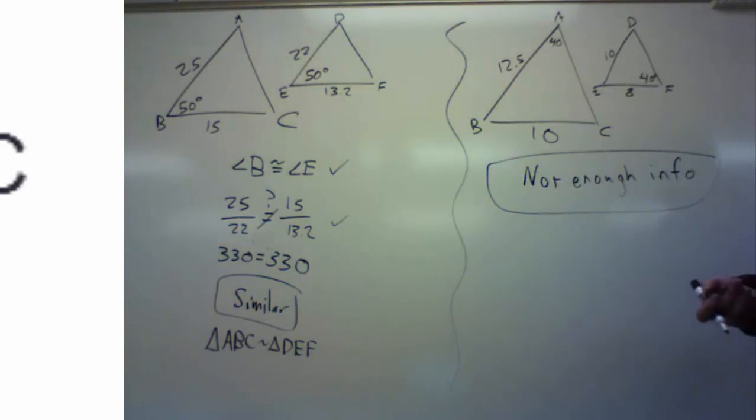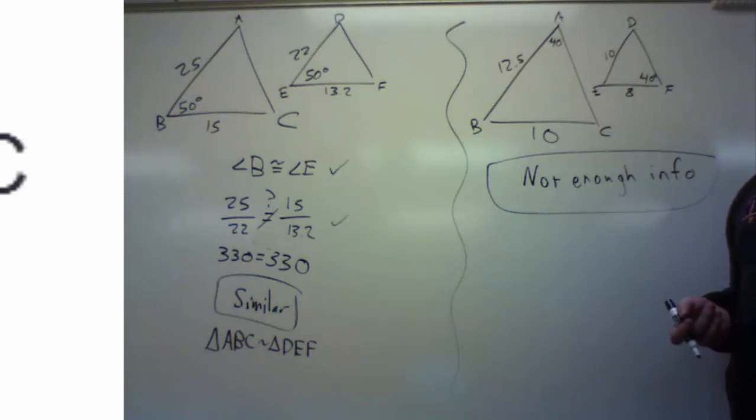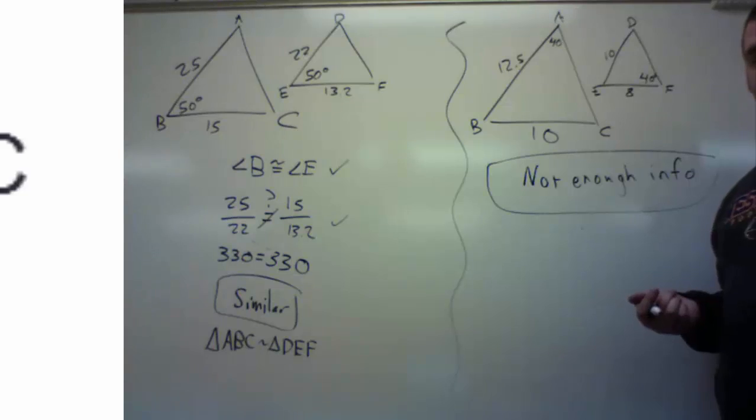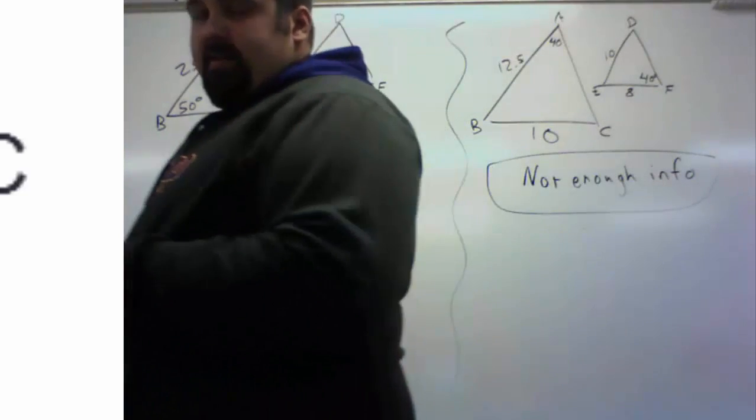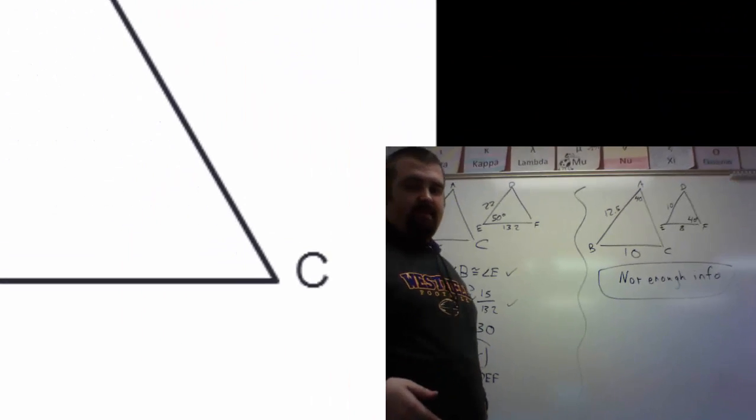They very well could be, but I have no clue. I don't have the order I need. I need either angle, angle, side, side, side, or side, angle, side. So there I go. These triangles cannot determine if they are similar.